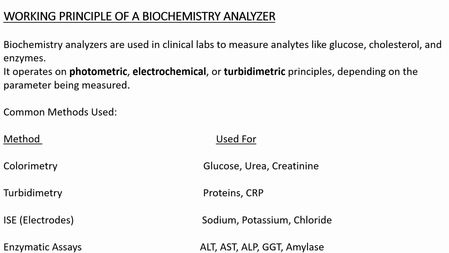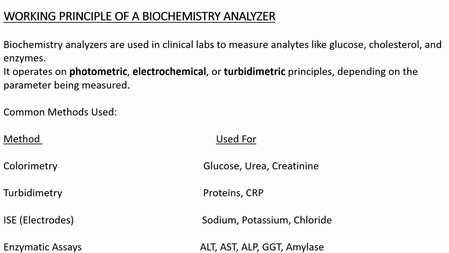Turbidimetry. In turbidimetry, you measure the turbidity of the solution. When the solution is turbid, there is a reduction in the light transmission due to the particle formation, for example, like immune complexes. It's also used in measuring proteins like CRP or haptoglobin, which also give a turbid solution.